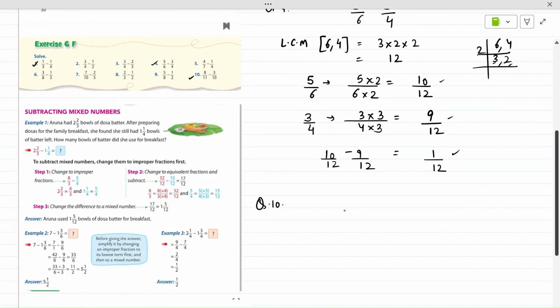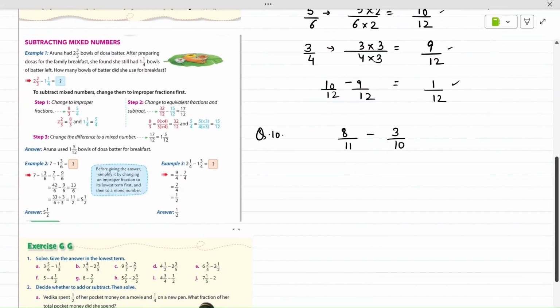Question number 10, where we have 8 by 11 minus 3 by 10. And again, when we see this, this is an unlike fraction and we have to take the LCM of denominators, that is 11 and 10. These two numbers do not have any common factor. So LCM will be their product, which is 110.